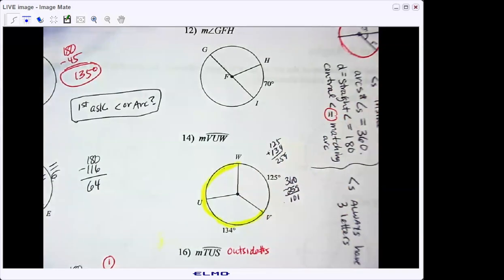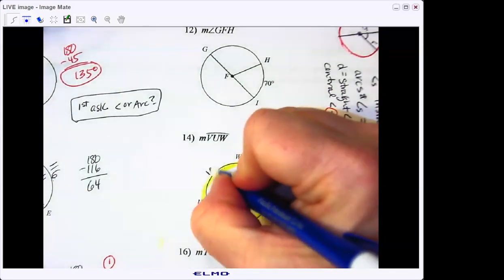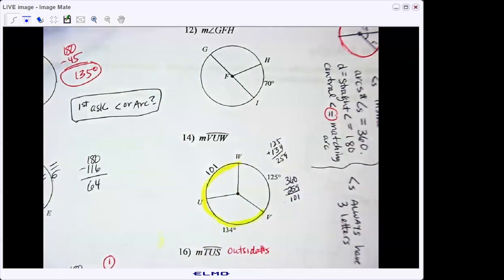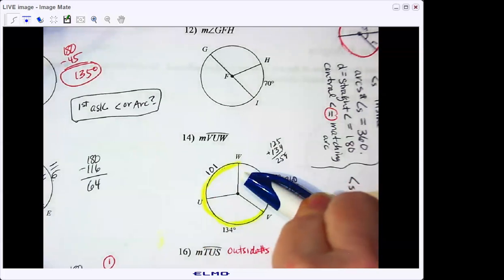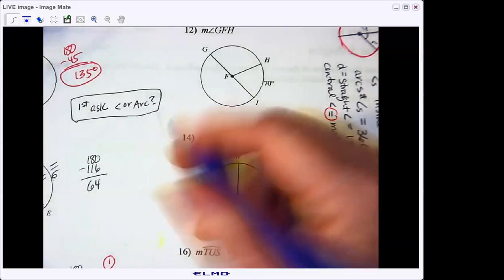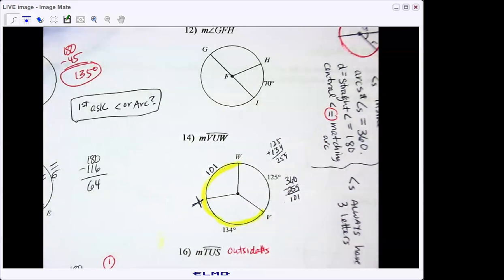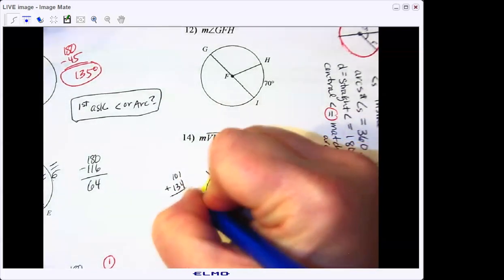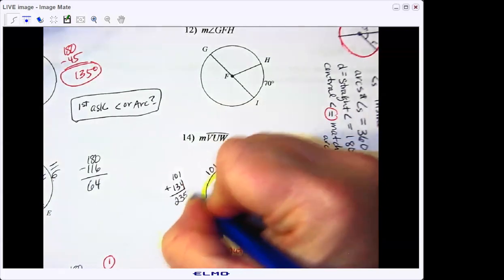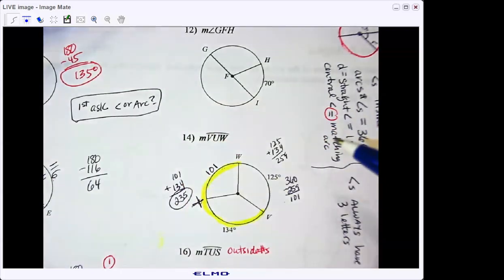That's what some people were getting, and I get that. I do. But that's this value right here, 101, and that's not the only thing I need. I need both of those. I need the yellow parts. So I need to add these two together. So I get 101 plus 134 to get the 235 that we have in the chat box.